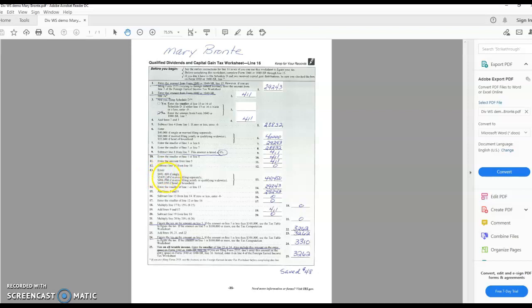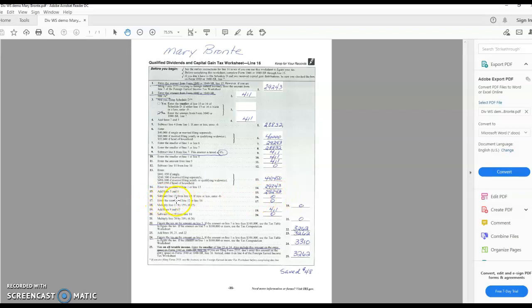So line 13, it says enter 441,450 if single. That's what we did. Line 14, enter the smaller of line 1 or line 13. Well, line 1 is smaller, so we put that in, 29,243. Line 15, add lines 5 plus 9. So line 5 is 28,832. Line 9 is 411. We add those two together, we still come up with 29,243.